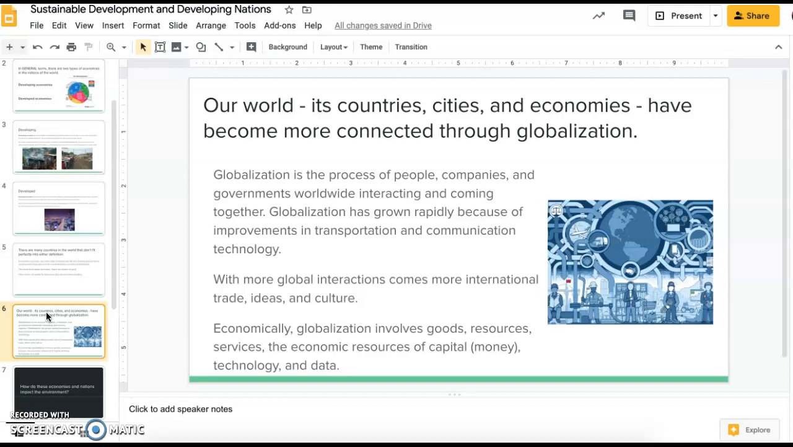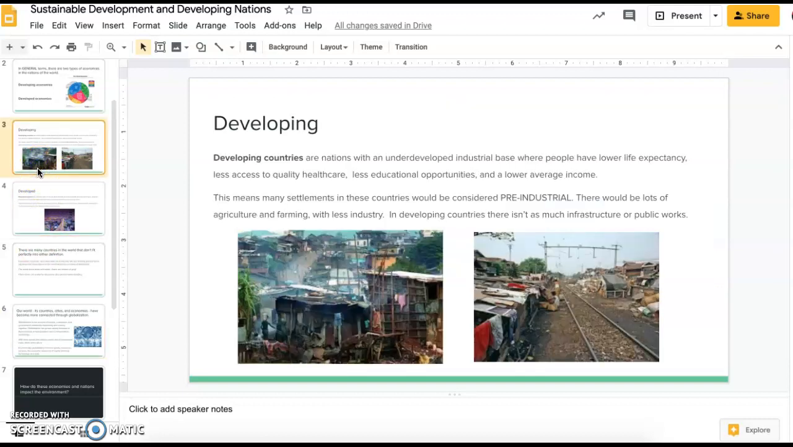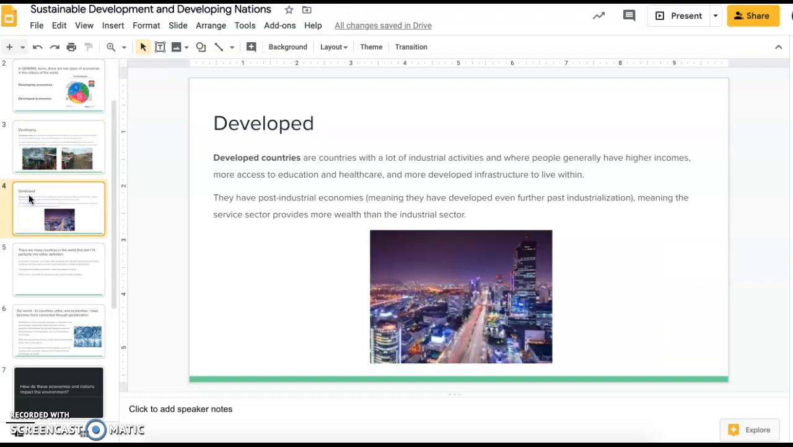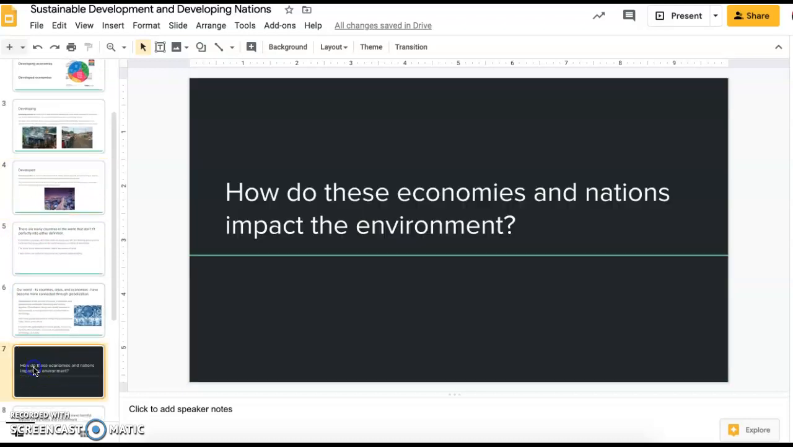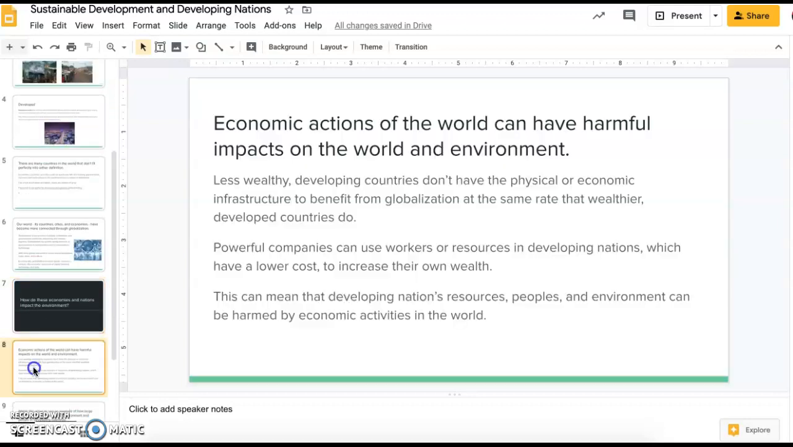So through globalization, developed countries and developing countries interact with one another, but it doesn't always mean that the interactions help both types of economies and both types of countries equally. And we're going to learn why right now. So how do these economies and nations impact the environment?